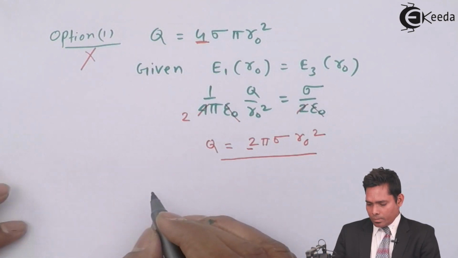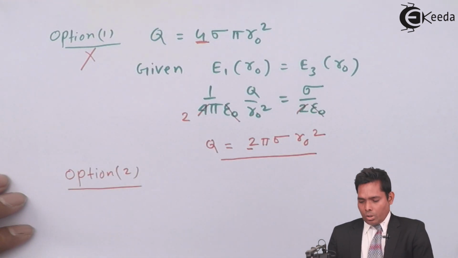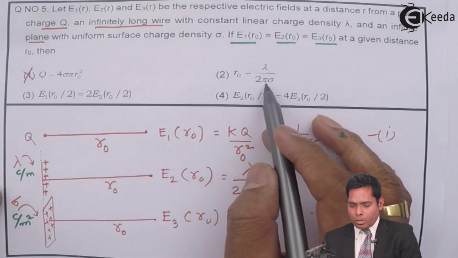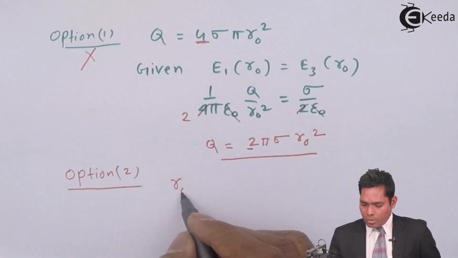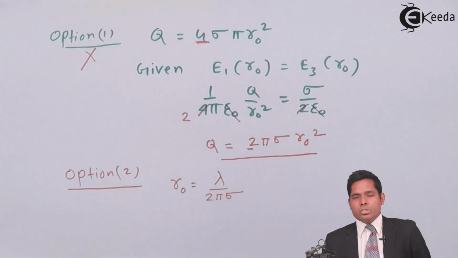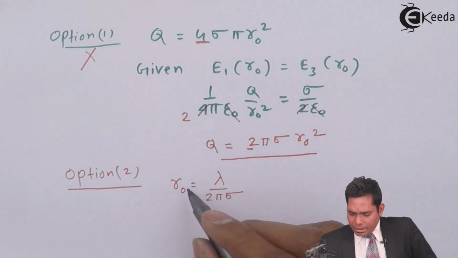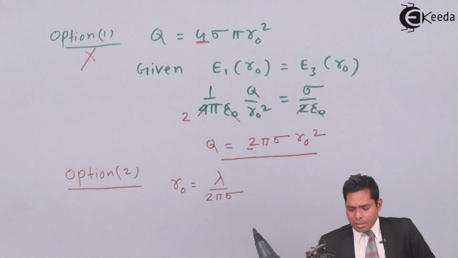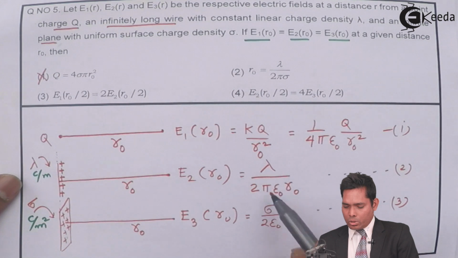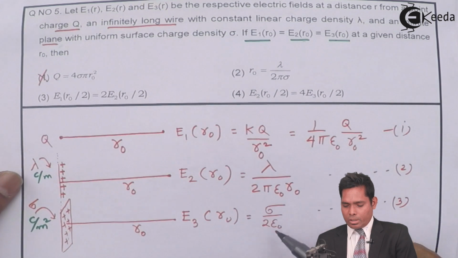Okay, we can use option number 2 here. In option number 2 it is given R naught equals lambda upon 2 pi sigma. That we have to check. That means it is the relationship between lambda and sigma. Where is lambda? Lambda is here, sigma is here. That means it is relating these two equations, because these two equations are the same as given in the question, so you have to relate this with this.